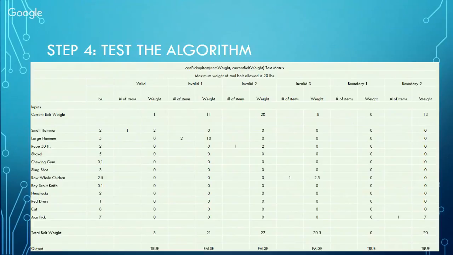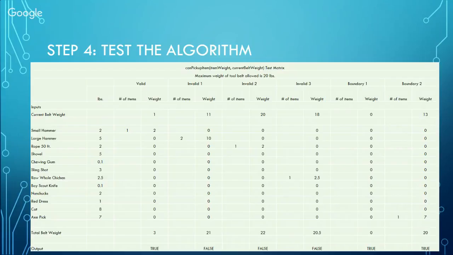Here we have another function which will determine whether we can pick an item up or not. We have 3 values. We need to know the current weight of the tool belt, and then we need to know how much weight we're adding. So we have the items on the left side, and then we have the quantity of each one of those items and the weight of each one of those items. Then we set up a test.